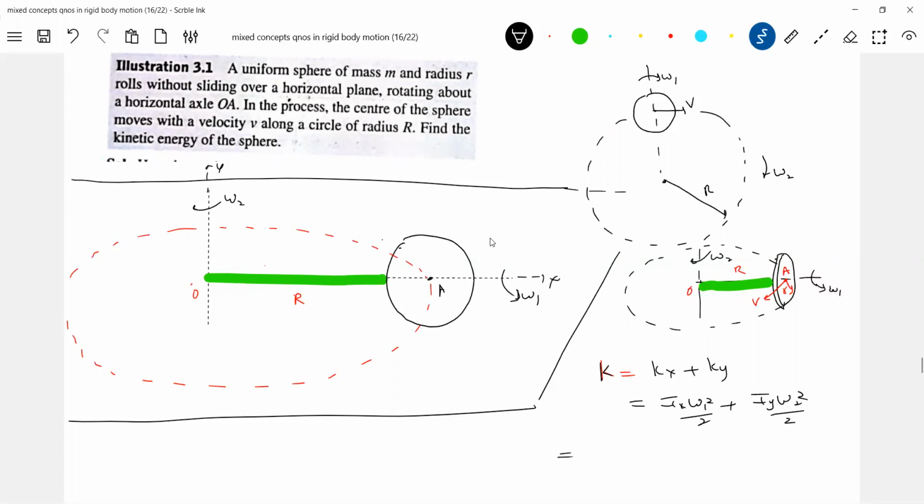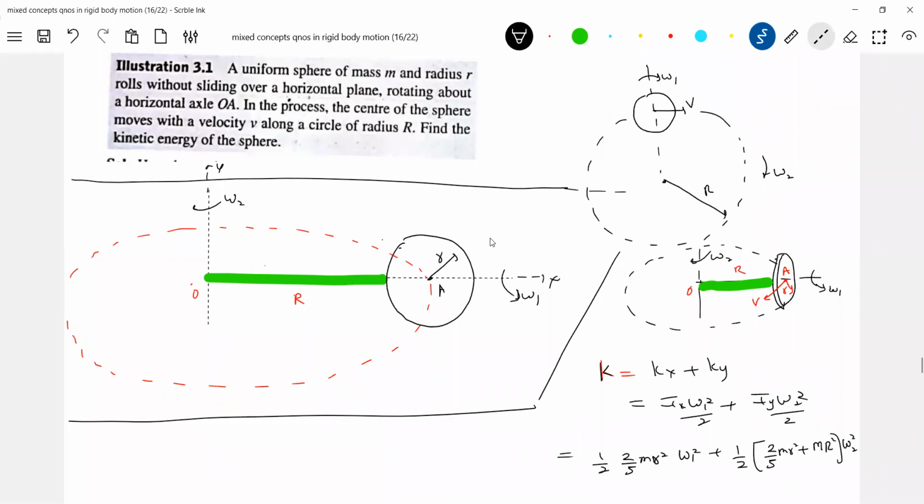What is Ix? 2 by 5 into m small r square. The radius of the sphere is small r here, times omega 1 square, plus what is Iy? Moment of inertia, how do you define it? Moment of inertia about its center of mass plus m r square. Please do notice here.